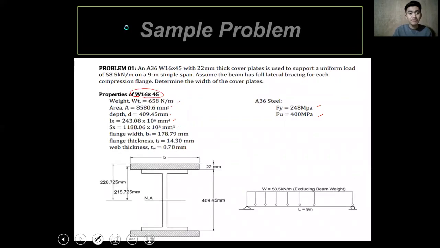Dito na lang tayo mag-solve. So let me use yellow ink. The first step is for you to determine the total uniform load, which is W. W is equal to your uniform load, which is 58.5 kilonewton meter.